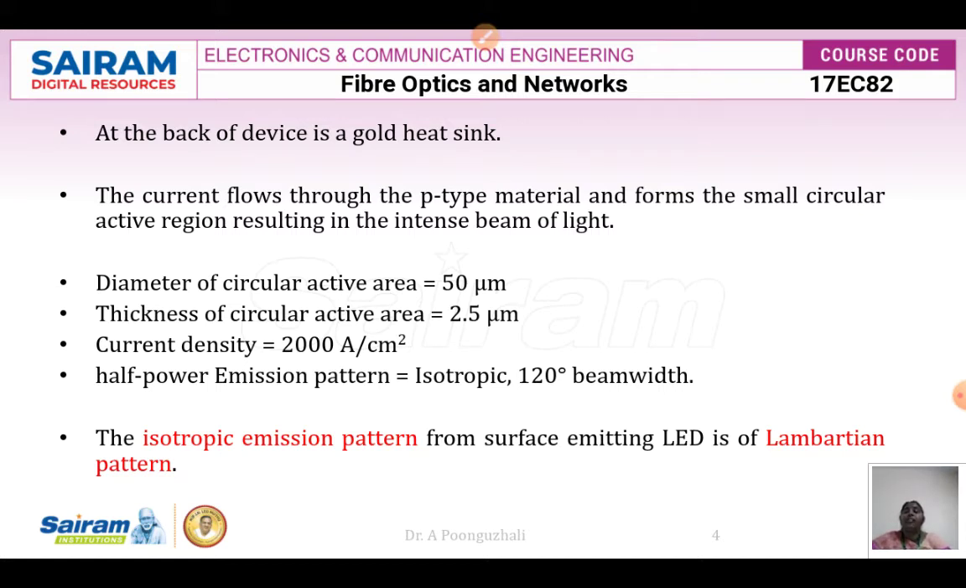The diameter of the circular active area is around 50 micrometers. The thickness of the circular active area is 2.5 micrometers, and the current density is around 2000 amperes per centimeter square. The emission power pattern is isotropic, with a 120-degree beam width. This isotropic emission pattern from the surface emitting LEDs is of the Lambertian pattern.